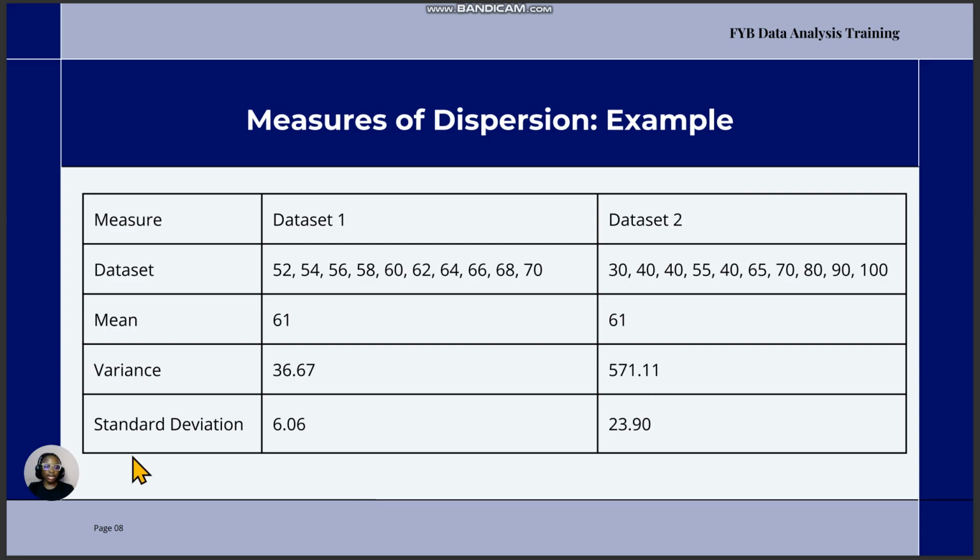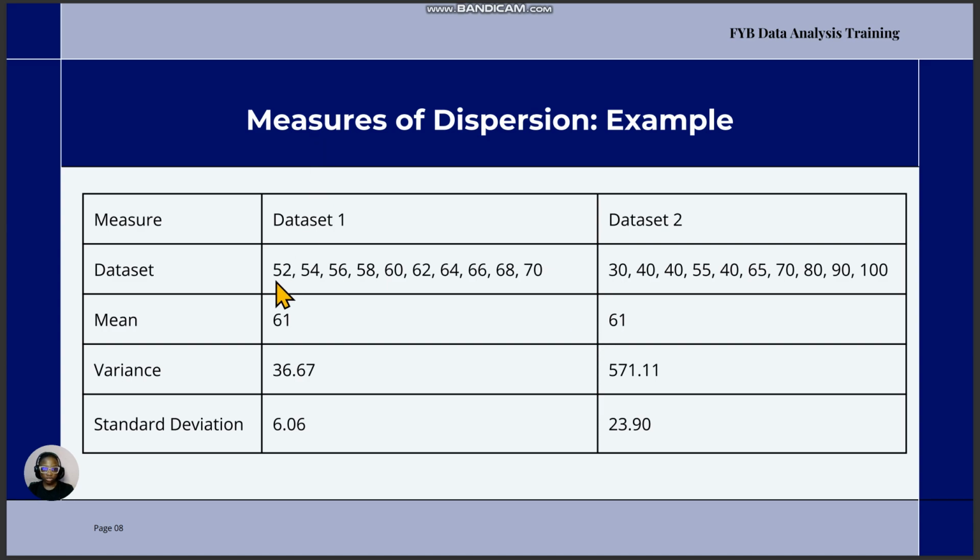But if we look at the measures of dispersion, you can see that the variance of data set 1 is 36.67, while the variance for the second data set is 57.11. The higher the variance or the standard deviation, the higher the variation within the data set. The standard deviation for data set 1 is 6.06, but for the second data set it is 23.90. What this is telling us is that the second data set had more variation compared to the first data set, and we can see it clearly here.